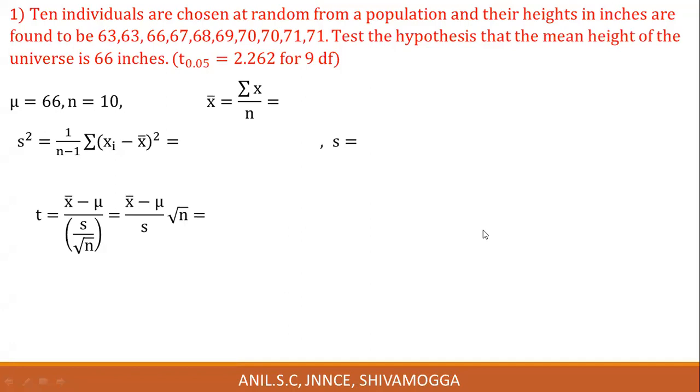10 individuals are chosen at random from a population and their heights in inches are found to be 63, 63, 66, 67, 68, 69, 70, 70, 71, 71.